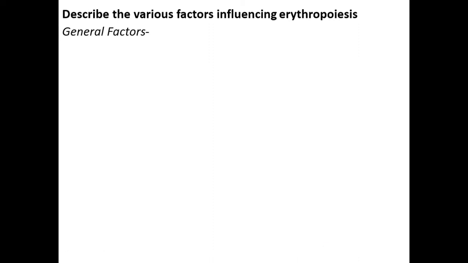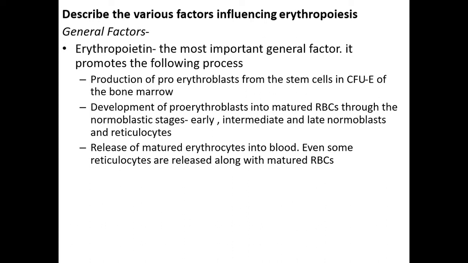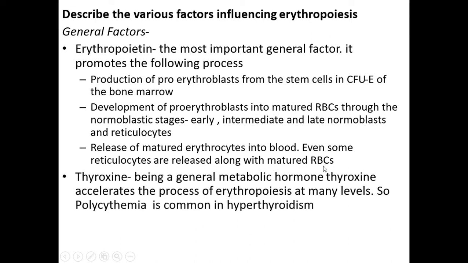Various factors influencing erythropoiesis are divided into general factors and maturation factors. The first general factor is erythropoietin, which helps in the production of proerythroblast from the stem cells, and development of proerythroblast into mature cells through the stages like early, intermediate, late normoblast and reticulocyte. It also helps in release of matured erythrocytes into the blood. Even some reticulocytes are released along with the matured RBC.